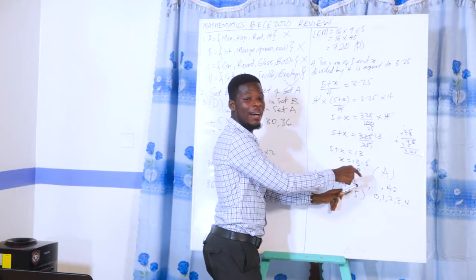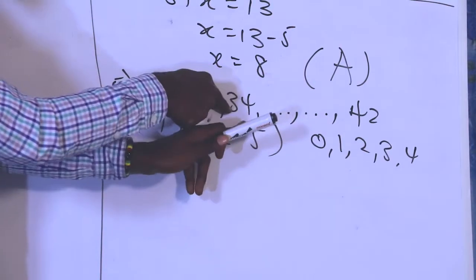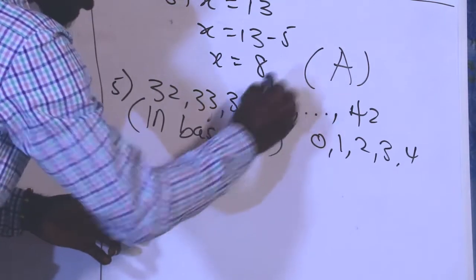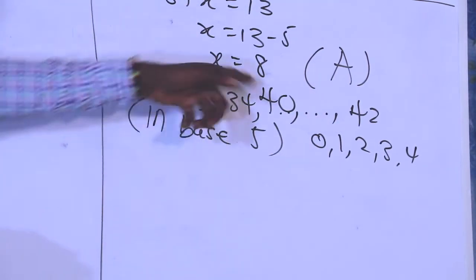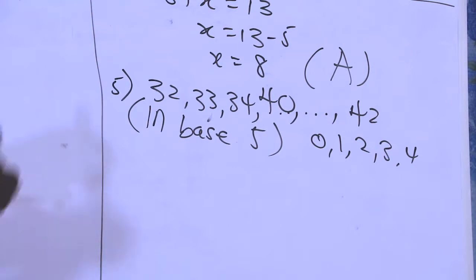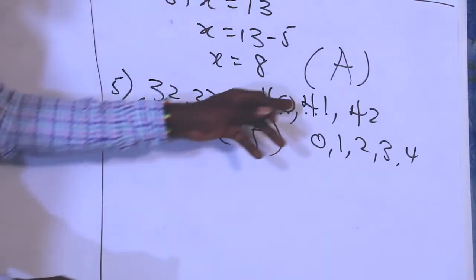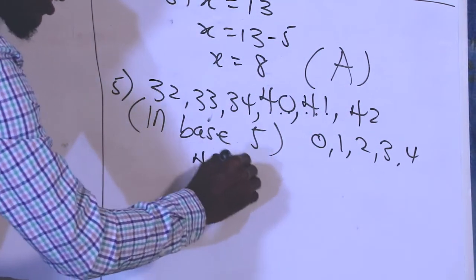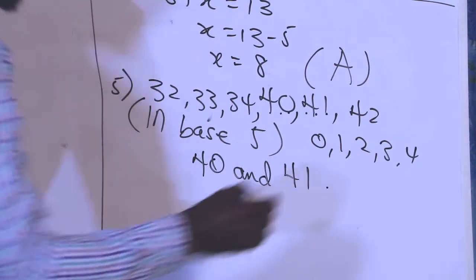Which means that we can't have 35, but we'll add the 1 to the 3 to make it 4 and 0. So instead of 35, we jump to 40. So the next one will be what? 41. So the missing numbers are 40 and 41.